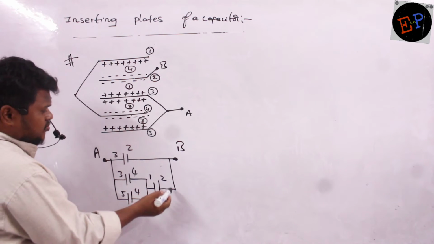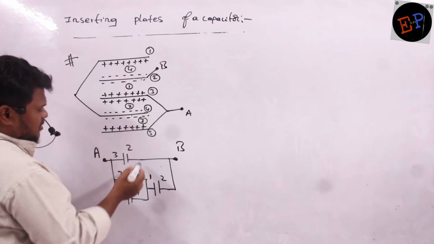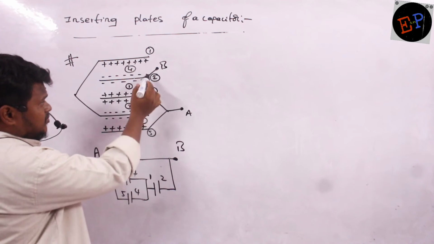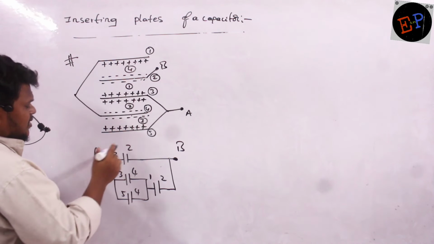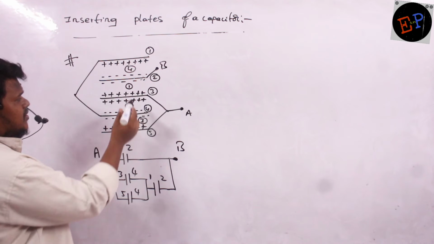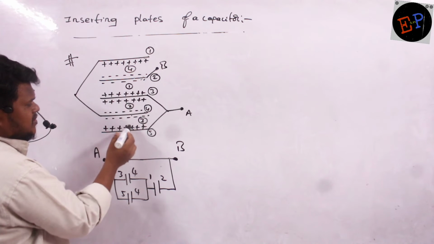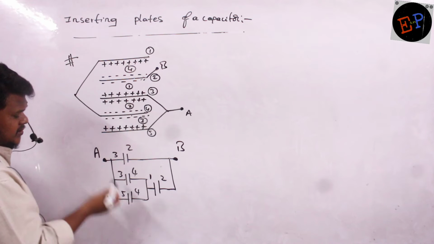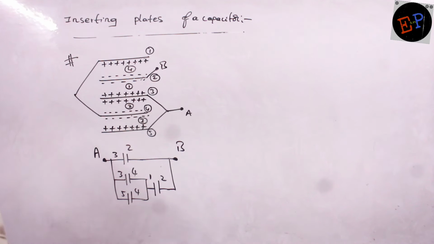So plate 2 is connected to B. So here also plate 2 is connected to B only. Okay? And from A, how many capacitors are starting? First capacitor, second capacitor, third capacitor. 1, 2, 3. Satisfied? Are you able to understand?